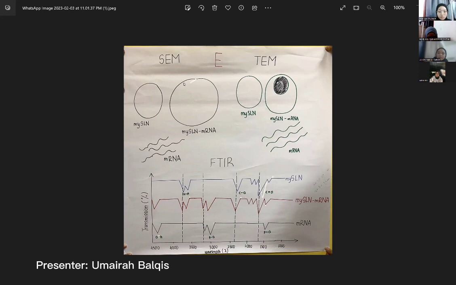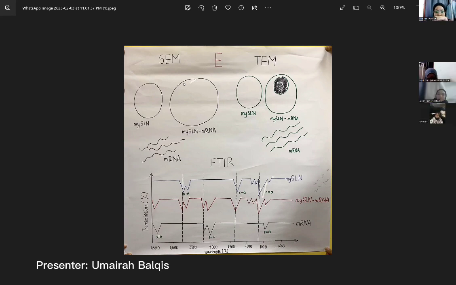The second wavelength is the SLN encapsulated with mRNA. And lastly is the wavelength of mRNA, where it detects three functional groups. SLN. That's all for me. Thank you.